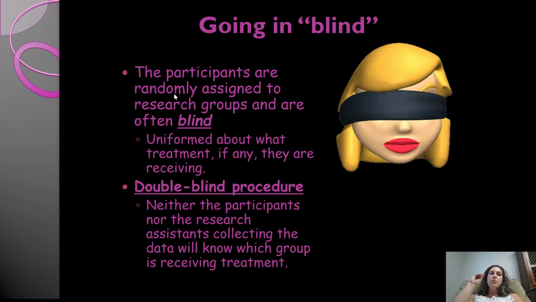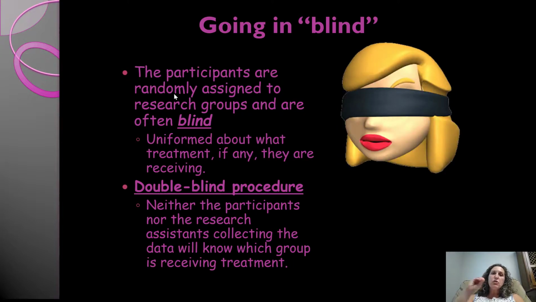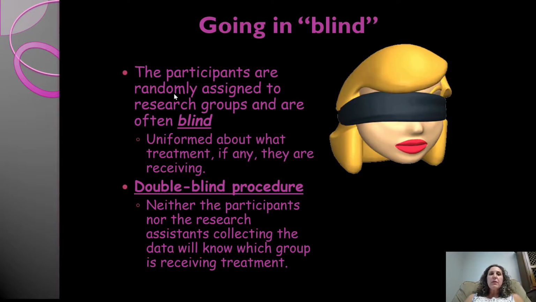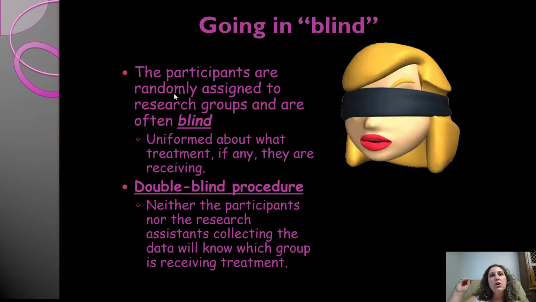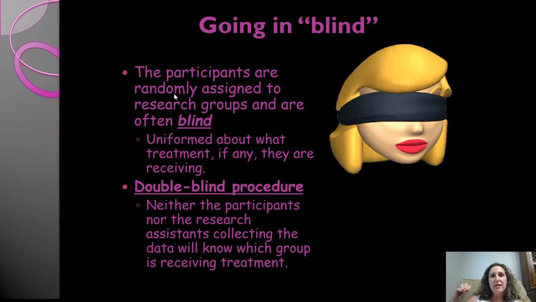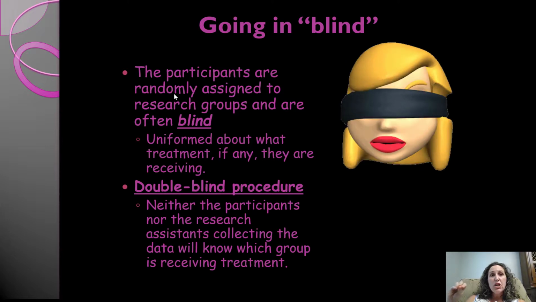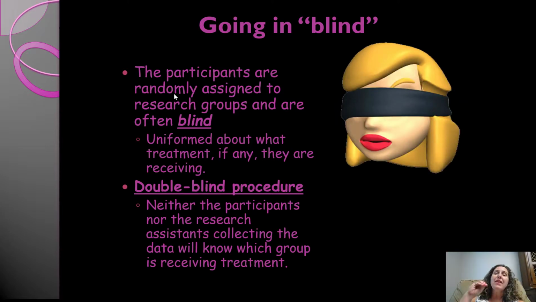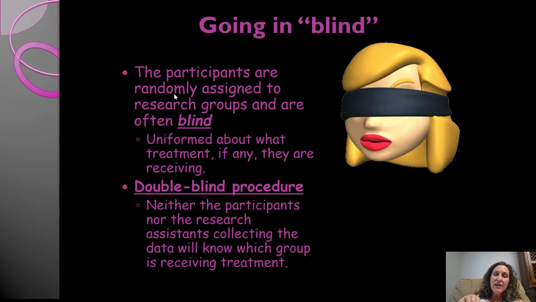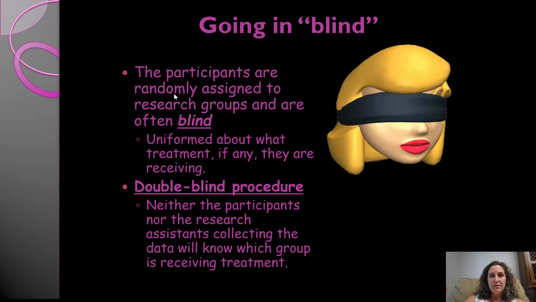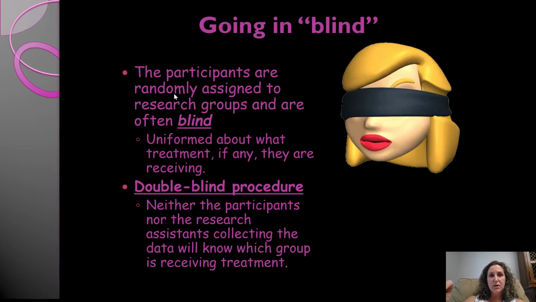So the other thing that's important is going in blind. Participants need to be randomly assigned to research groups and not told which group they're in. That was really important in the parental sugar study because, as we saw, the parents who knew their kids were given sugar rated them as more hyper. So if you randomly assign them and then don't tell them which group they're in, that makes the subject blind, the subject being the person on whom you are studying.